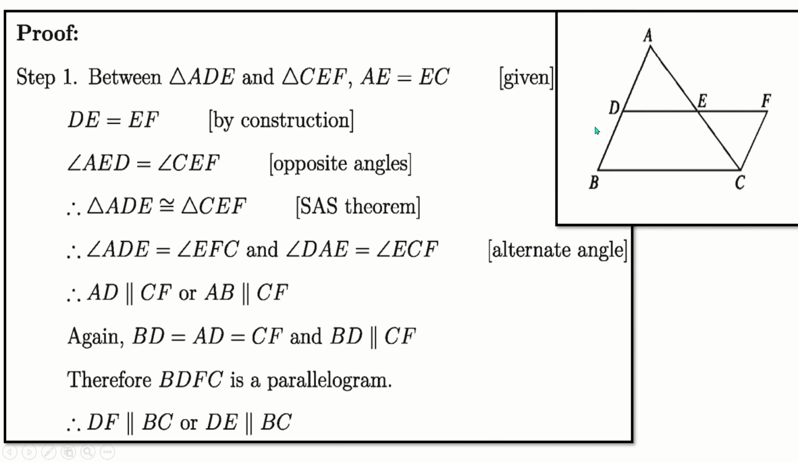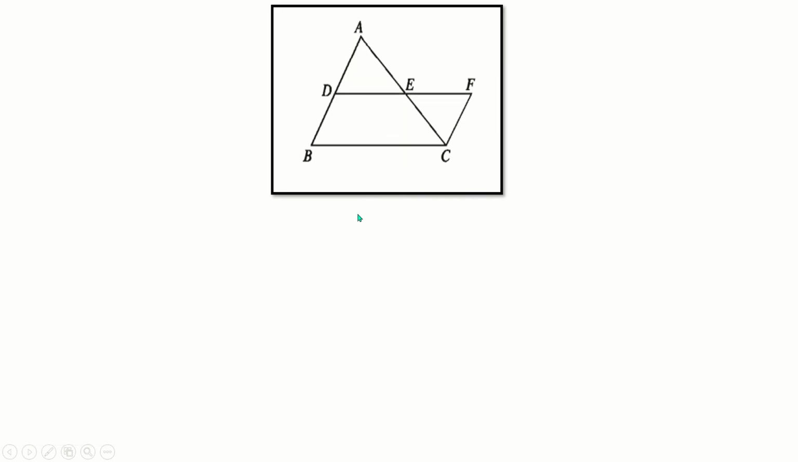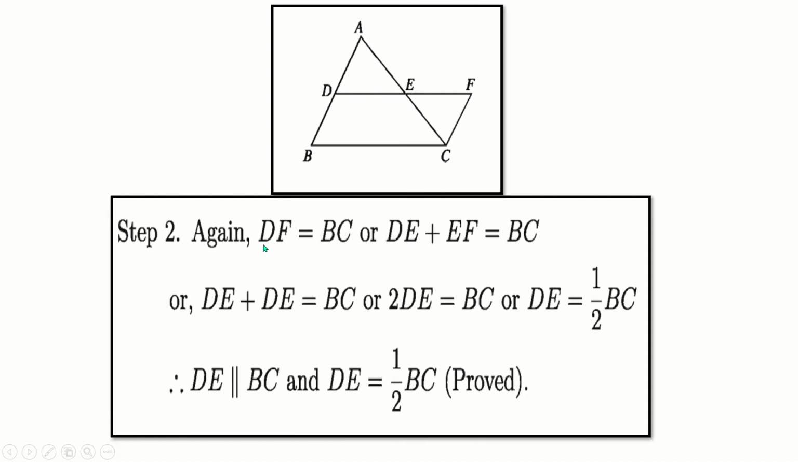As a result, DF is also parallel to BC. DF and DE are the same line, so DE is parallel to BC. That means one part is complete. One part is complete. Remaining part, this is the given figure.